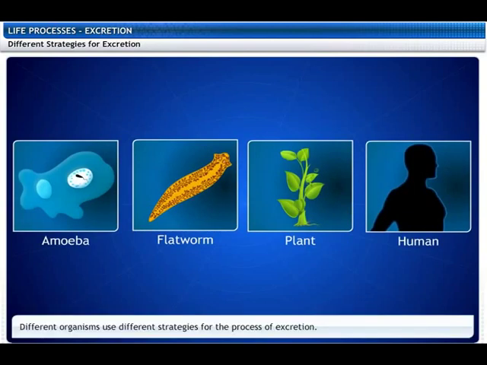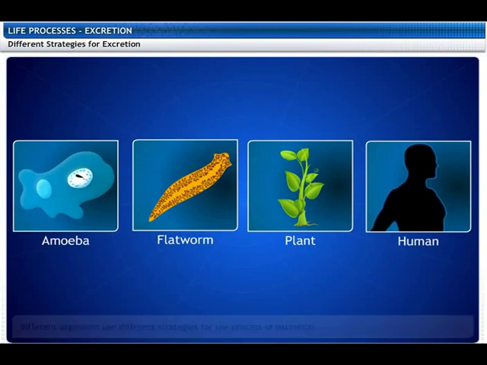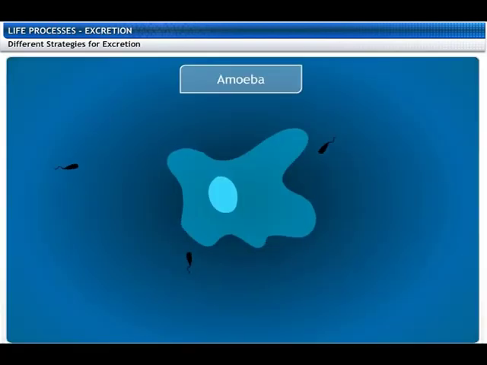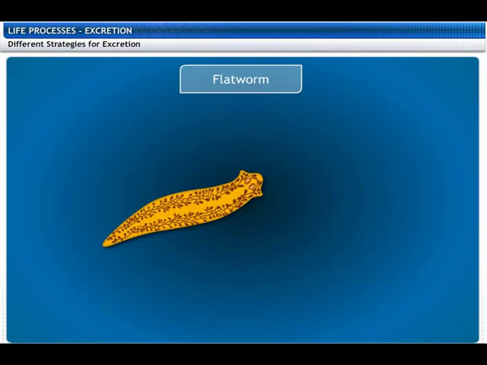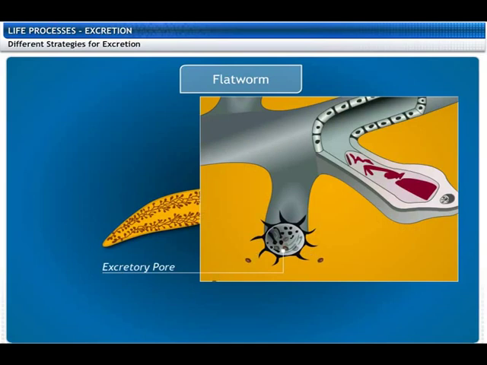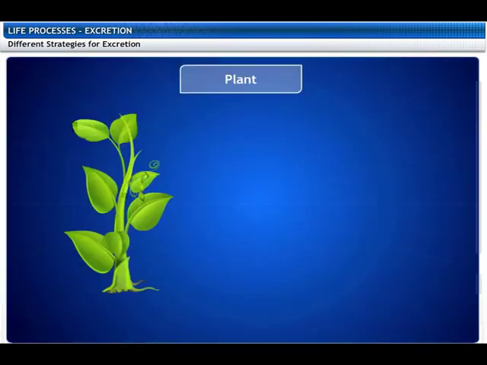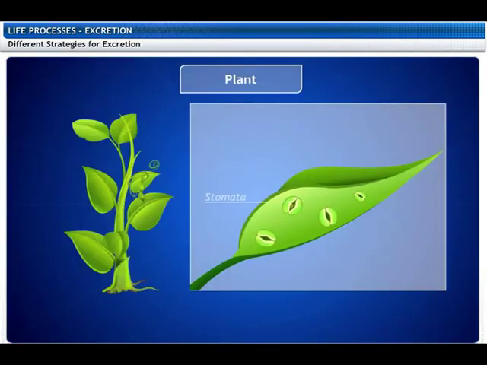Different organisms use different strategies for the process of excretion. Unicellular organisms such as amoeba remove wastes by simple diffusion from the body surface into the surrounding water. Multicellular organisms such as flatworms use specialized organs to perform the same function. Higher plants eliminate gases and excess water through the stomata on the surface of leaves.